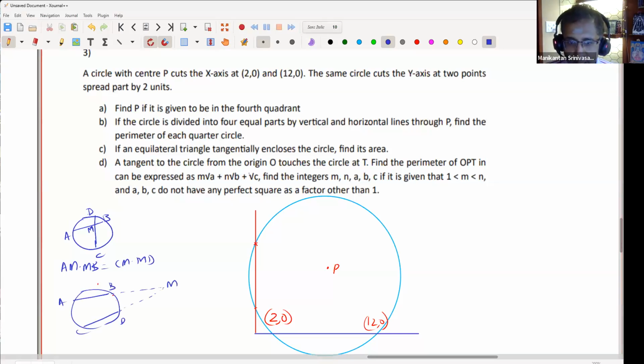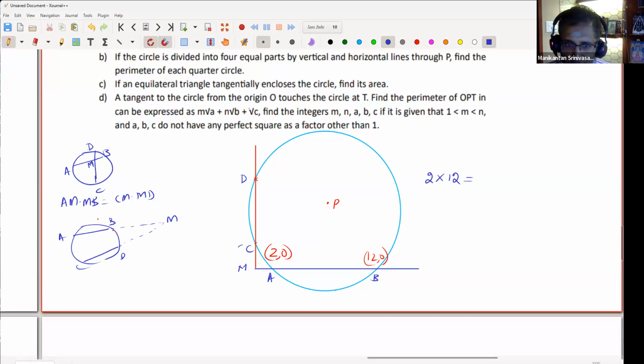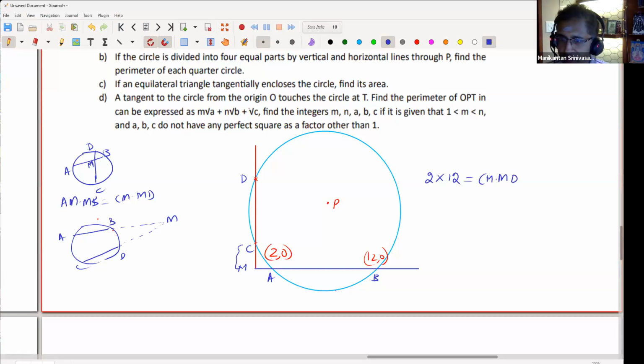So that's exactly what is happening in this case. This is the intersection M. Let's call these 2 points A and B, A here and B here, and let's call these 2 points C and D, right? So we have 2 times 12. AM times MB is 2 times 12, which equals MC times MD, or CM times MD. Okay, so far so good, all of you?